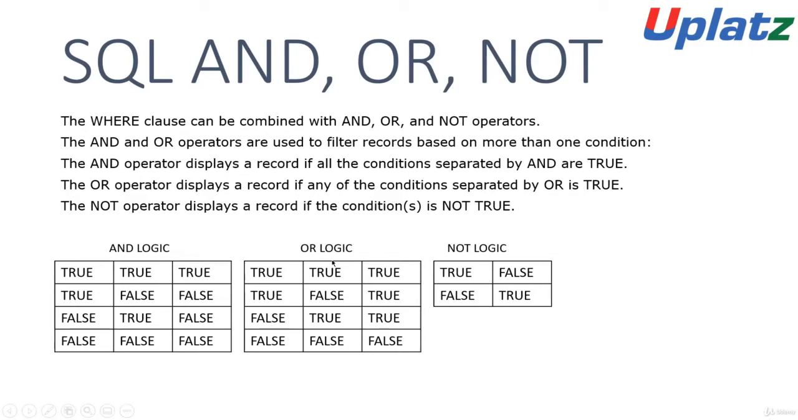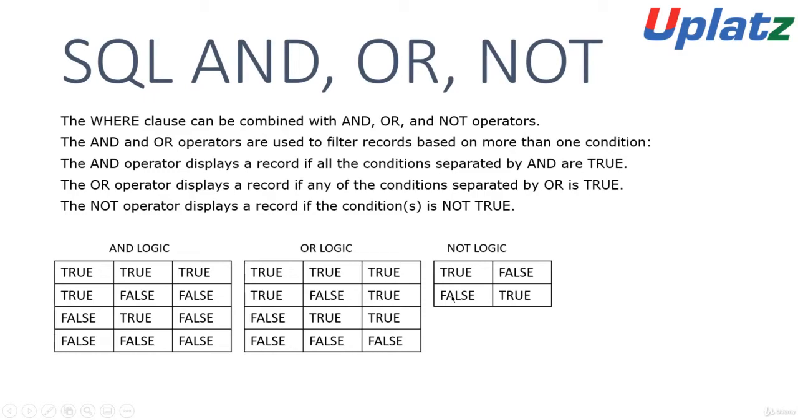In case of OR, either of the conditions has to be true to make the entire condition true. So if both the conditions are true, your condition is true. If one of the conditions is true, your condition is evaluated to be true. If both are false, false OR false will generate false. And in NOT logic, it is exactly the opposite. If your input is true, the output will be false.